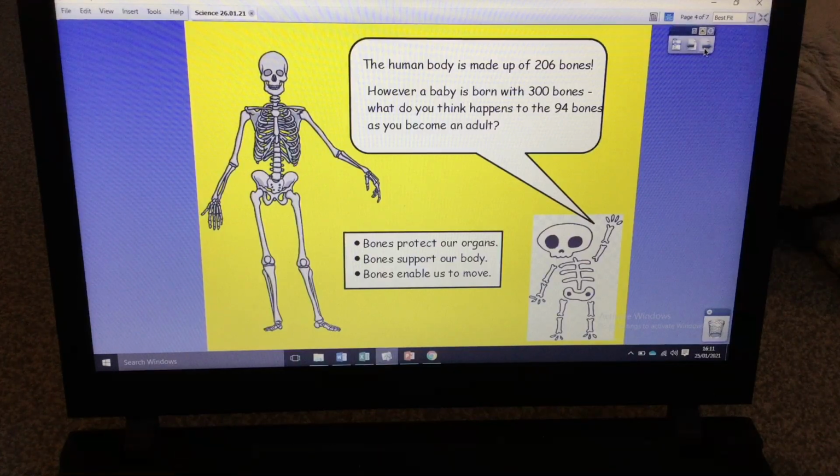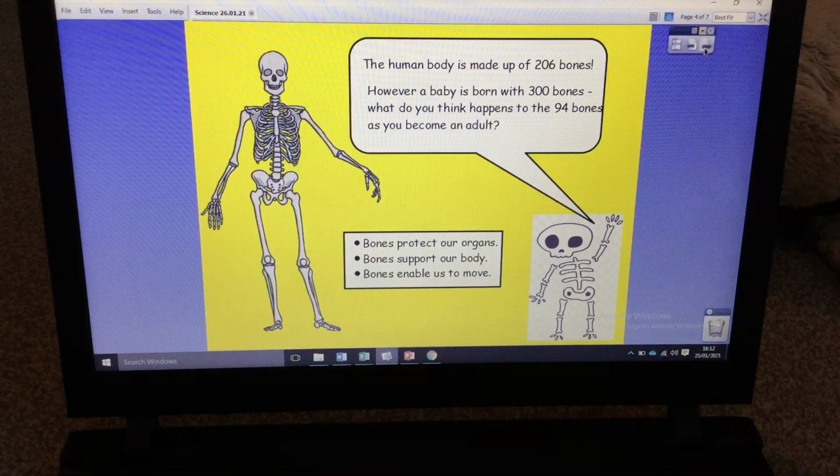Welcome back. Now that was a tricky question. What happens to these 94 bones is that they fuse together with some of the other bones to create bigger bones. A baby has 300 smaller bones, and as they grow into older children, teenagers and adults, some of those bones start to fuse together, to join together to create bigger bones. So actually we don't lose any bones. They don't drop out of our bodies. We don't go to the toilet and lose one. They fuse together to create bigger bones.